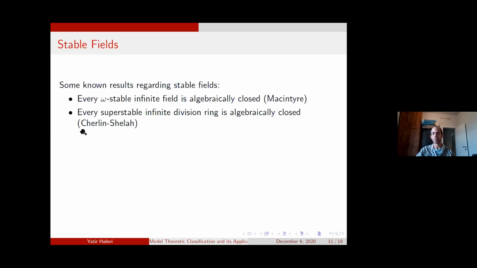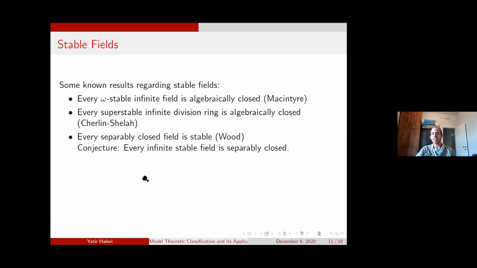Not long afterwards, Cherlin and Shelah generalized this to superstable division rings. What I mean by superstable is that you're stable, but you have another rank around that is bounded. Around the same time, Carl Woods showed that every separably closed field is stable. So this begs a conjecture, right? Because we don't have any other examples, it turns out. Is it true that every infinite stable field is separably closed?